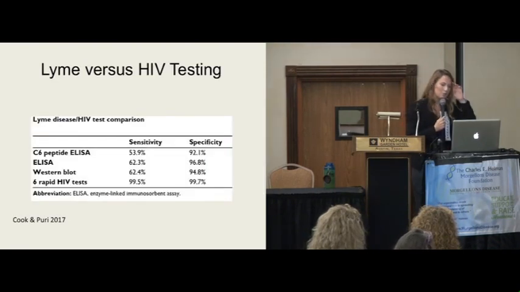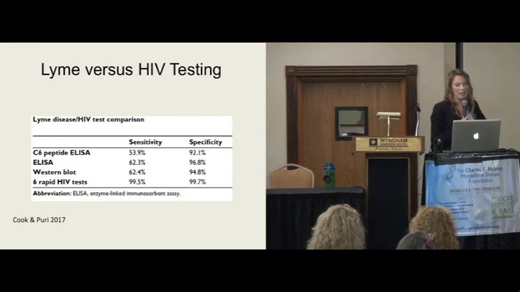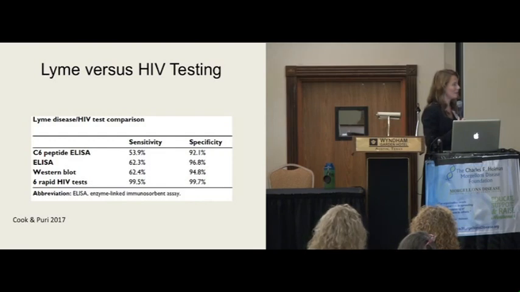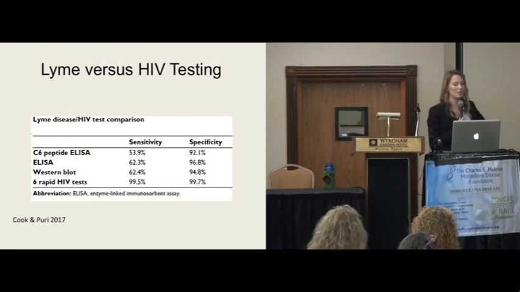So this is a really great picture, and it also shows we're exploring all these different options for Lyme testing. So again, let's look at the sensitivity. The C6 peptide ELISA that the CDC is now going to maybe start recommending has a sensitivity of 53%. And it may have a specificity of 92%, but we've got to get that up a little bit. The classic ELISA, 62%, Western blot, 62%. And then look at the wonderful HIV test available, 99% sensitivity, and specificity is 99 as well.